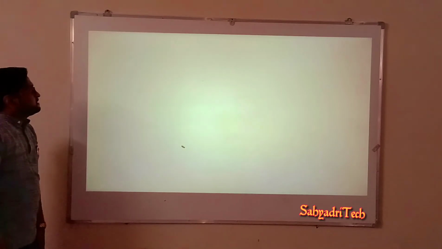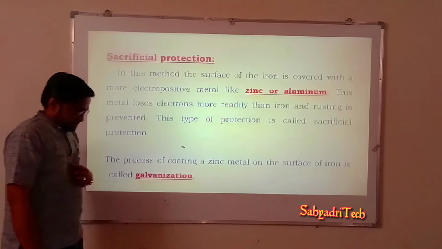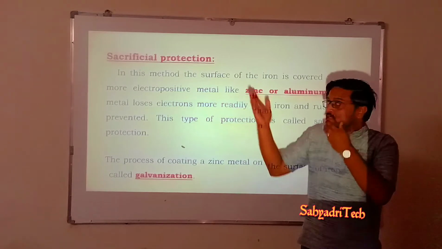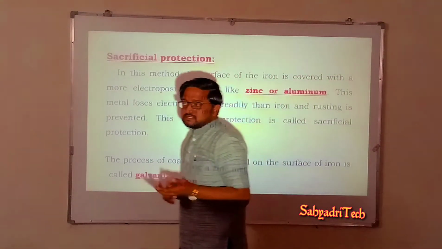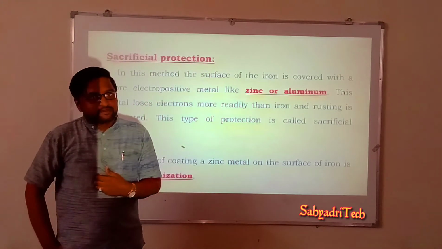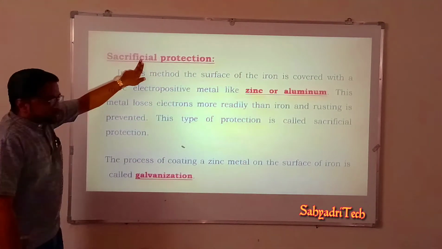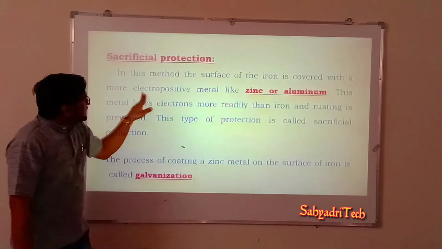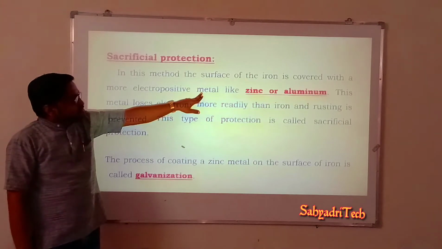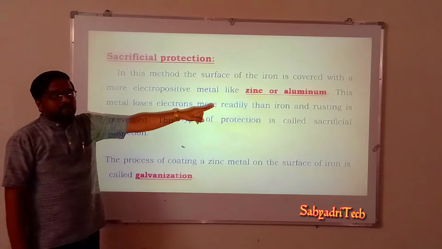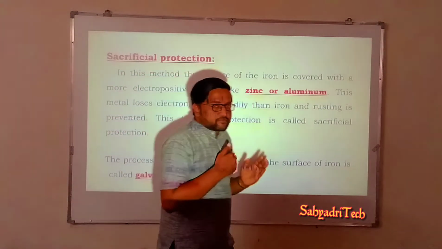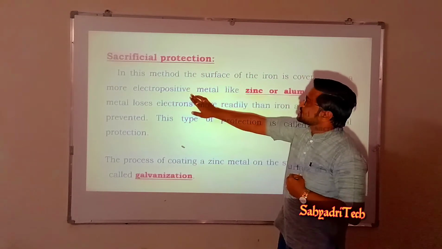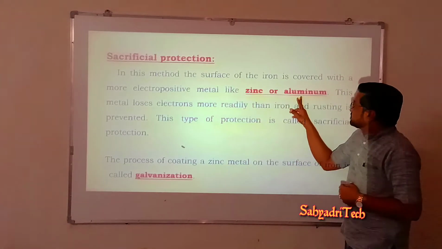Okay. Well, second one, what is it? Sacrificial protection. Here sacrifice means losing one for another. We are going to lose cheaper metals to prevent the corrosion of a costlier one. So what we are doing here in sacrificial protection, the surface of iron is covered with more electropositive metals, like zinc or aluminum. Now what happens here? The iron surface is coated, that is electroplating itself, with more electropositive metals like zinc or aluminum.